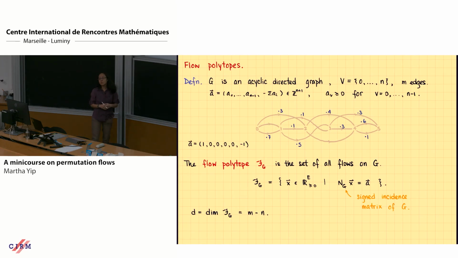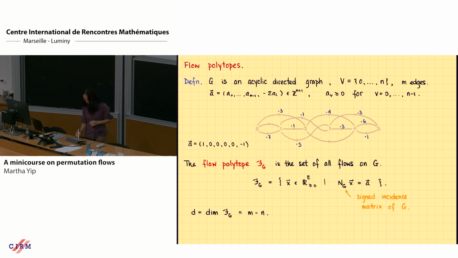Okay, so again, just begin at the beginning. Flow polytopes. I have an acyclic directed graph G, right? And my vertices, I'm going to label them from 0 to n. I assume there are m edges, they can be repeated, there can be multiple edges. Here's my net flow vector. I'm assuming that these are non-negative integers, and then the final coordinate is just negative the sum of the first n coordinates.